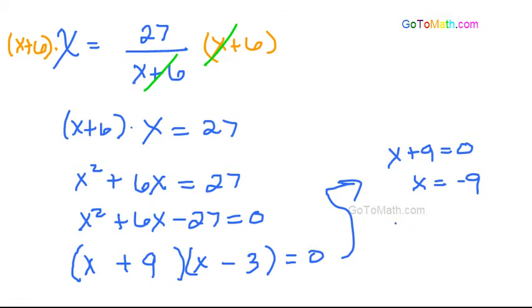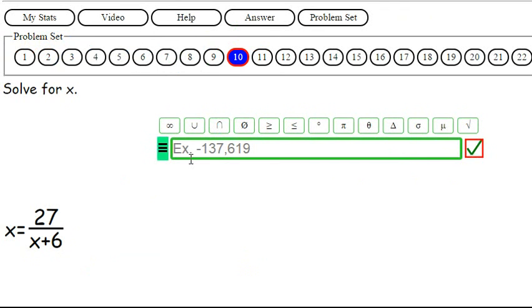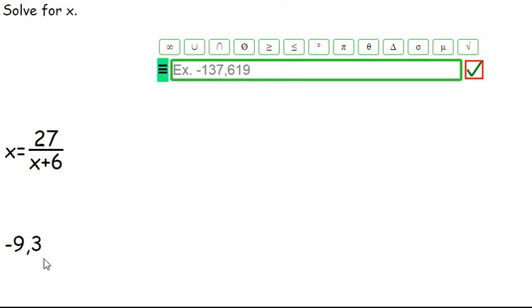And then our other one is x minus 3. X is equal to 3. So here's our two possible solutions. We need to check that up here. Yes, we can plug negative 9 in and 3. What we've got to watch out for is getting 0 in the bottom, the denominator, of one of our fractions. So negative 9 and 3 are our solutions.